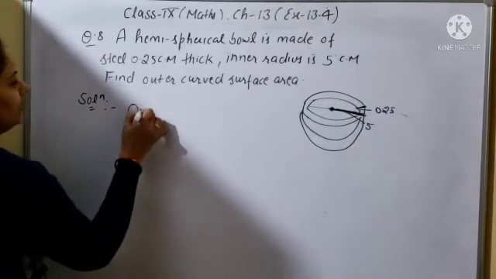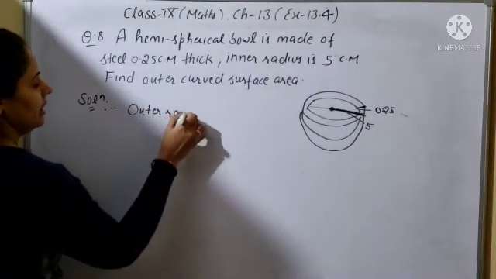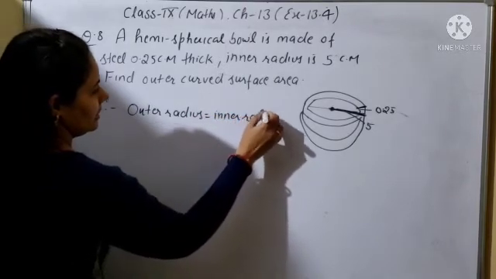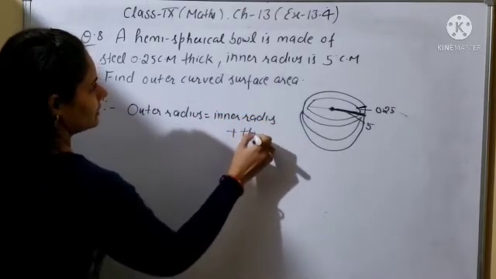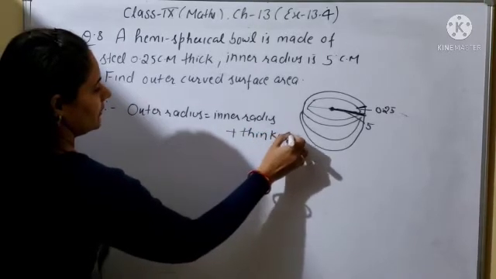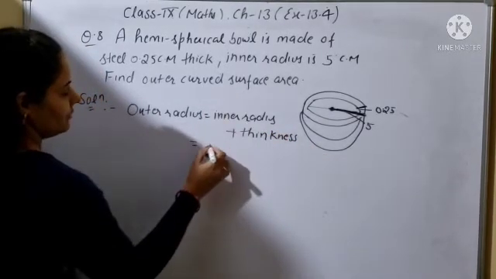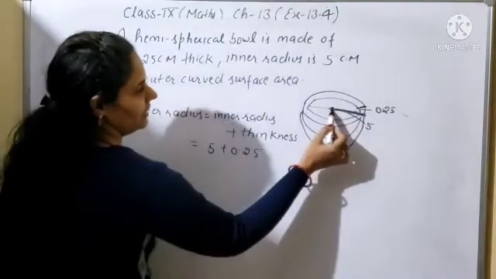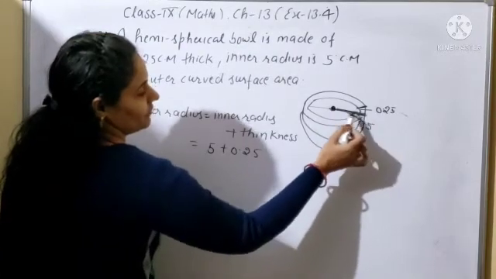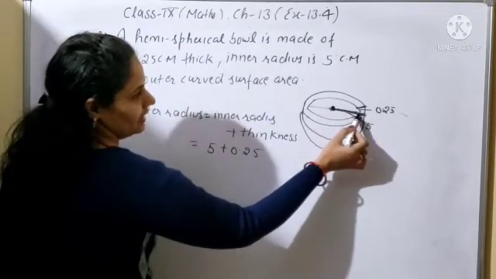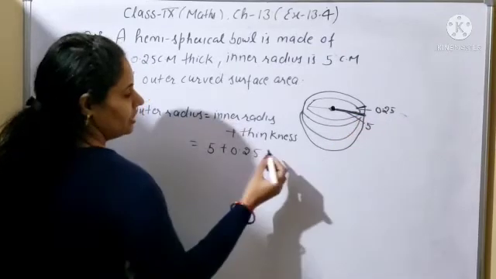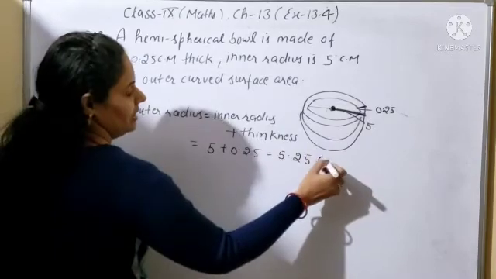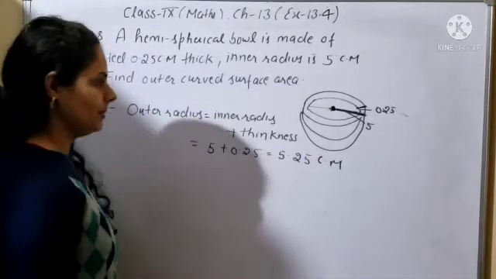So this one will be the outer radius of the hemispherical bowl. So you will write outer radius will be inner radius plus thickness. Okay, so what is the inner radius? So inner radius is 5 and the thickness is 0.25. So the outer radius will be from here to here, and this one here to here is inner radius, and this one is the thickness. So it will be 5 plus 0.25. So it will be 5.25, and it is centimeter. So this one is the outer radius of the hemispherical bowl.